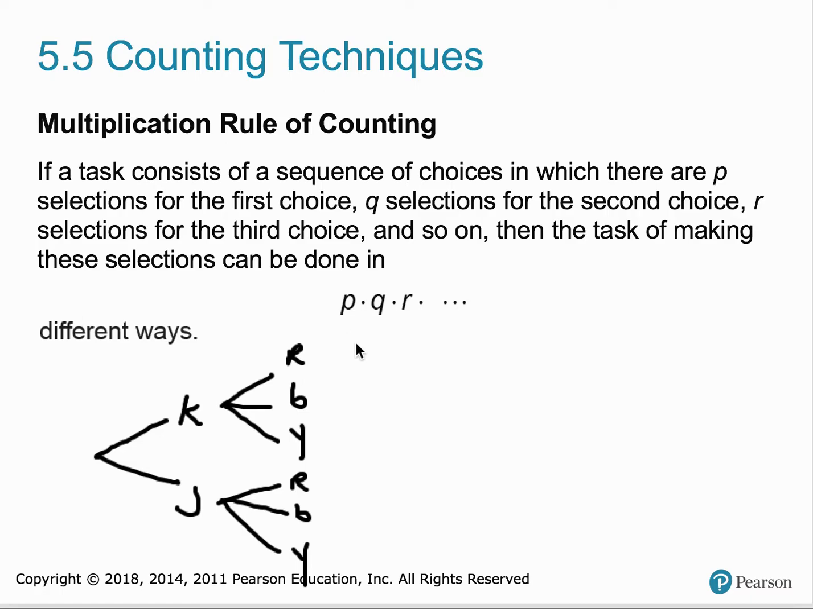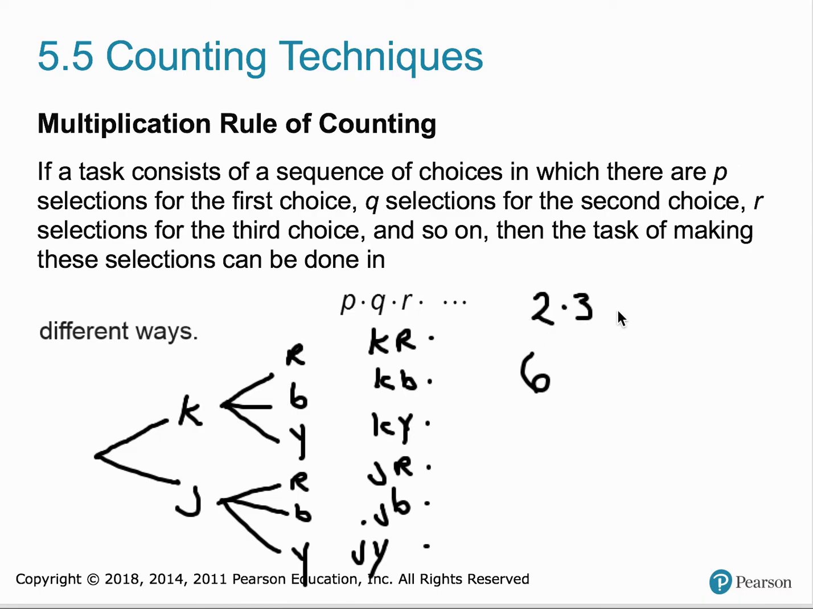And if I follow each path, I can see that khakis with my red shirt, khakis with my blue shirt, khakis with my yellow shirt, jeans with my red shirt, jeans with my blue shirt, jeans with my yellow shirt gives me 1, 2, 3, 4, 5, 6 different outfits. Notice that's the same as 2 times 3. 2 options for the first choice times 3. So this is actually our fundamental counting principle. Whenever you're counting something up, you multiply.